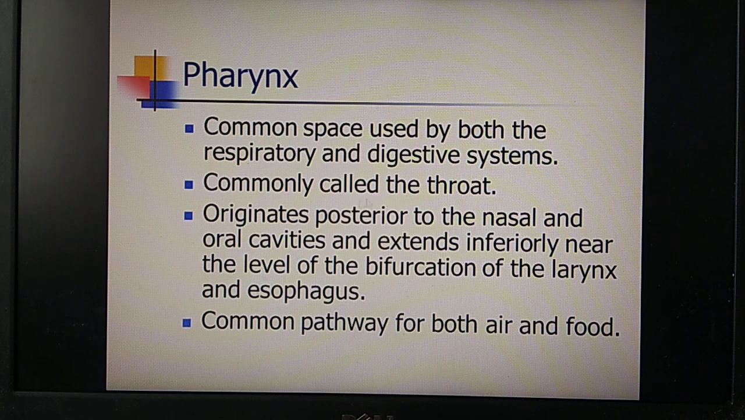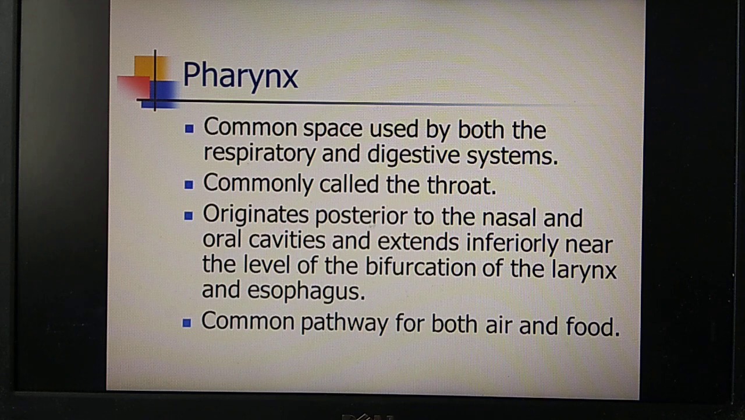And coming to the pharynx. See, the pharynx is a common space that is used by both the respiratory and the digestive system. I told you already that the pharynx is a very common organ which is present in both the respiratory tract as well as the digestive tract, and it is commonly called the throat, and it originates posterior to the nasal and oral cavities and extends inferiorly near to the level of the bifurcation of the larynx as well as the esophagus. So it is a common pathway for both air and food.